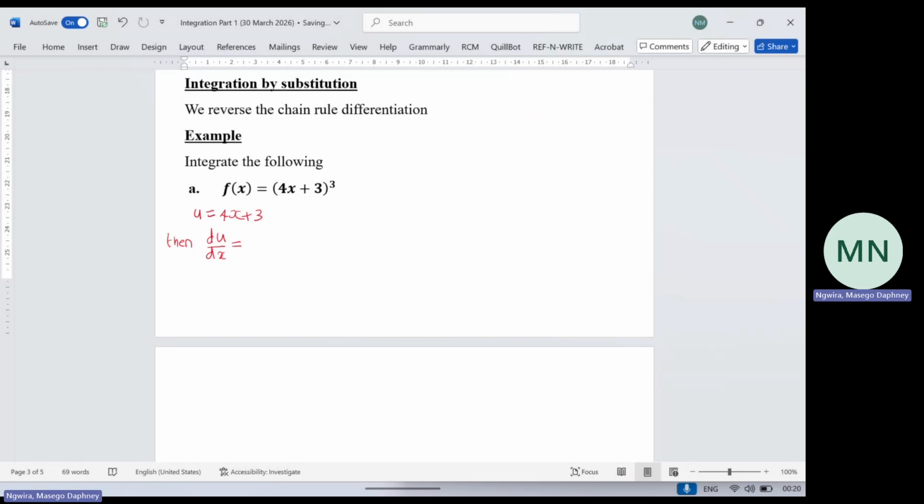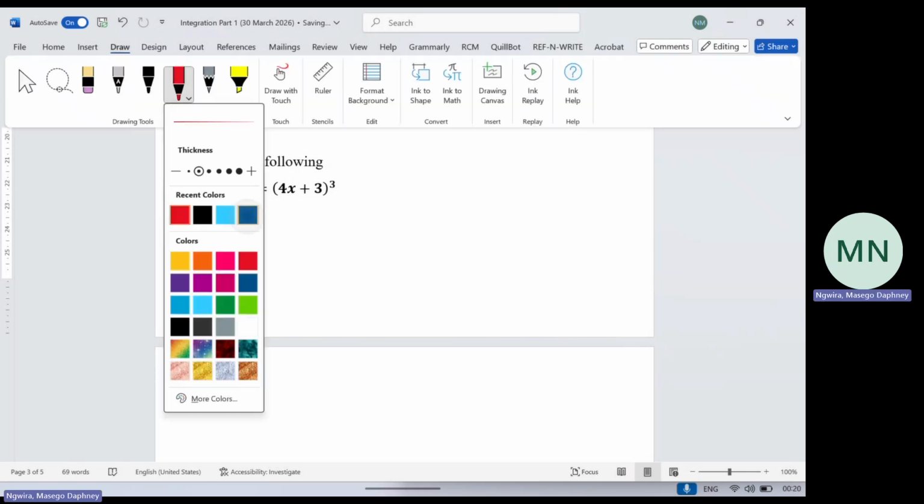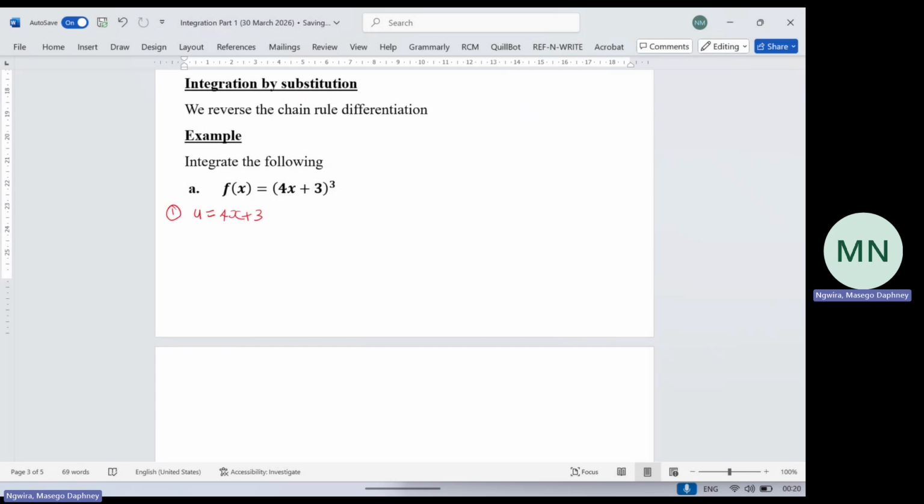So step number 1, let me write it as step number 1 so that you understand. The first thing you do is set this, so this is number 1. And then number 2, let me use another color. Hopefully it's going to help. If it doesn't help, I'll go back to the original color. So this is number 2.